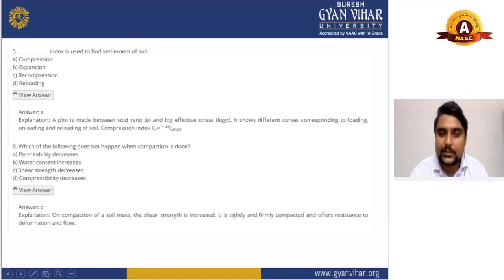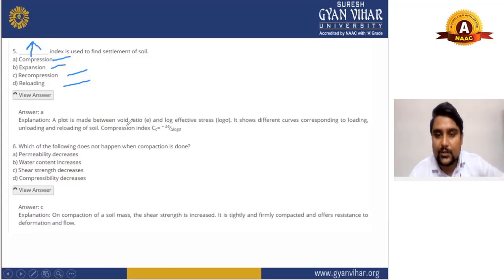Now we will see the next question. The next question is number 5. Which index is used to find the settlement of soil? What will be your right answer here? The options are compression, expansion, recompression, and reloading. Here your right answer will be A. A means compression.